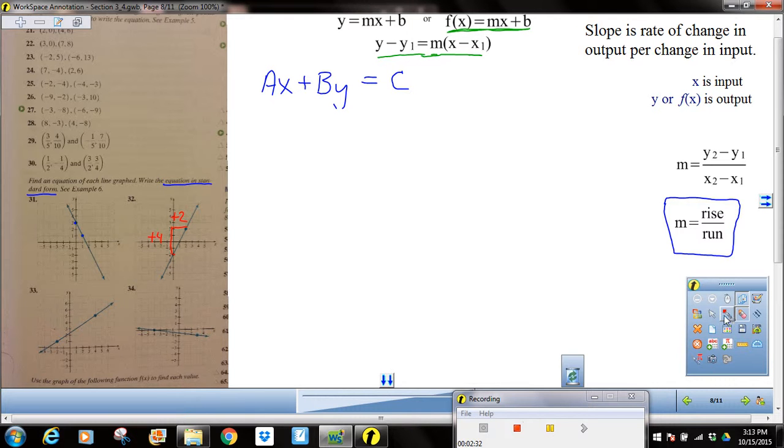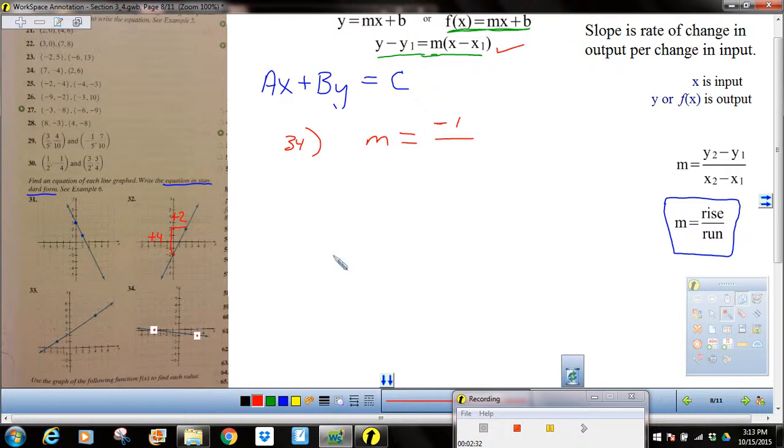I'll try to hurry through here and go ahead and get 34 done. 34 does not give us the y-intercept. We're going to have to use point-slope form. But we still need the slope. The rise, I'm at 0, and it's dropping down to -1. So it's down 1. The run is from -4 to +3, which is 7. Slope is -1/7.